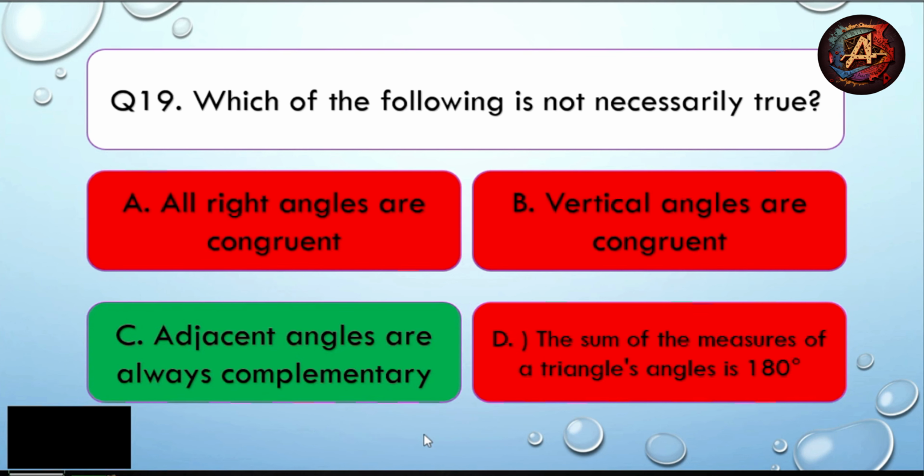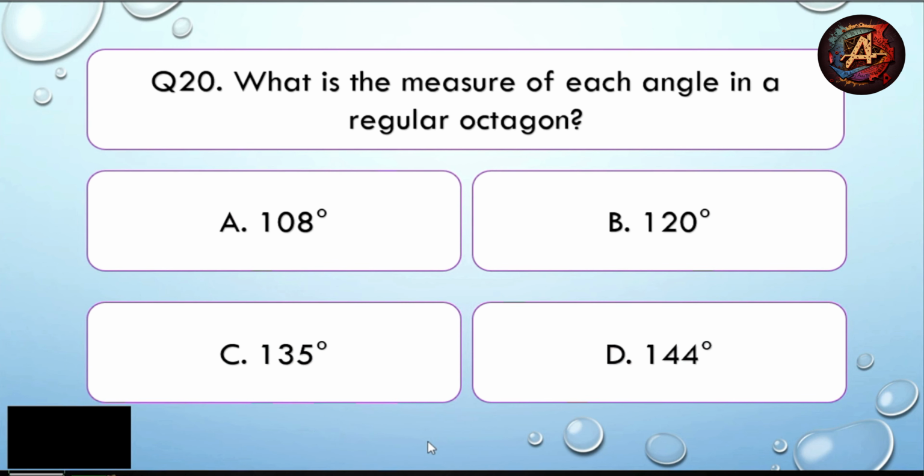Okay, so now let us go to question number 20. What is the measure of each angle in a regular octagon? Is it A, 108, B, 120 degrees, C, 135 degrees, or letter D, 144 degrees? I'll give you 5 seconds.